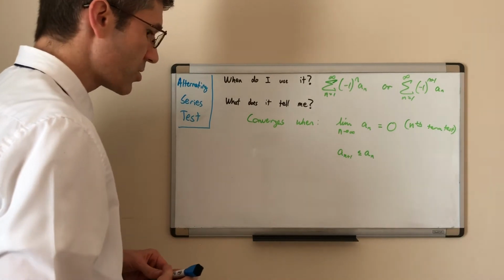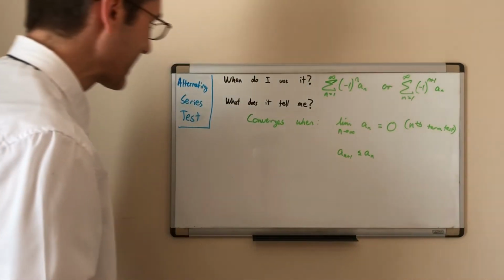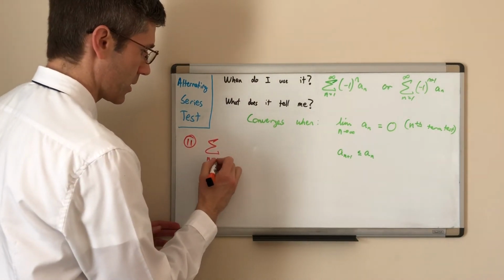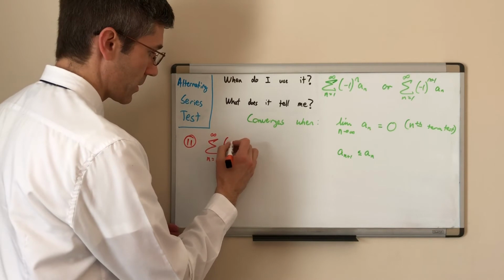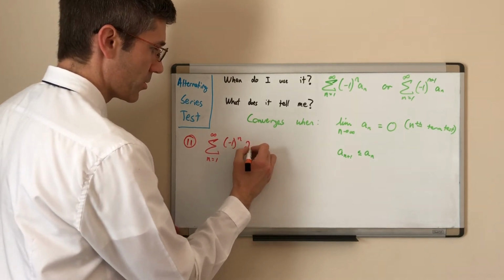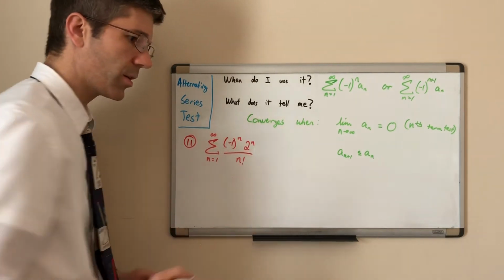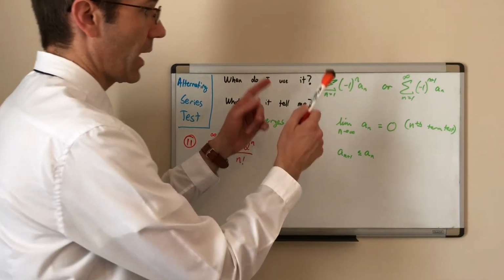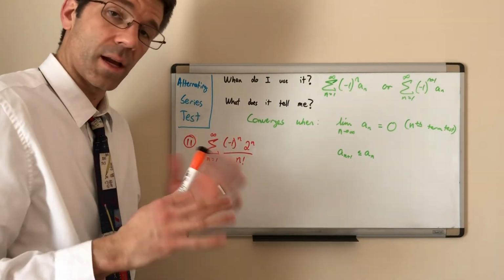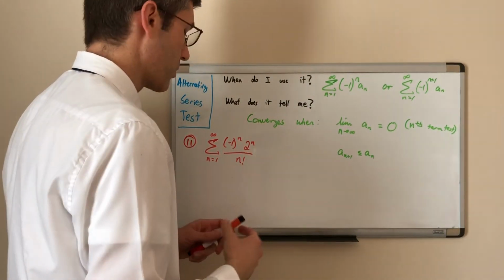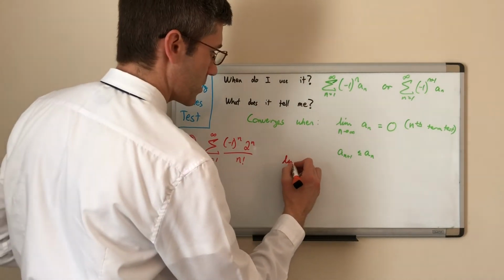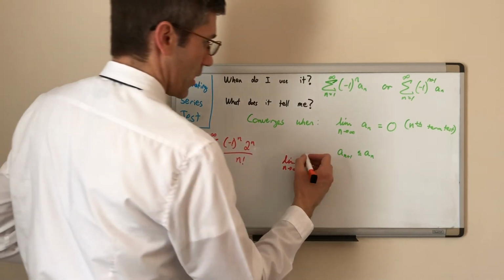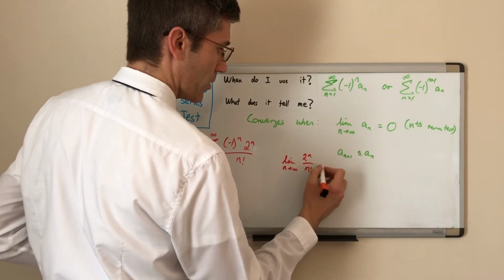So let's do an example, and this shall be example number 11. There we go. And it's going to look like this. I like this one. n equals 1 goes to infinity of -1 to the n, 2 to the n over n factorial. Okay, well, I need to satisfy two conditions. First condition, I need to make sure that the limit of the non-toggling part, the non-negative part, does approach 0. So let's go ahead and figure that out. I need to see if the limit as n approaches infinity of, not the negative stuff, 2 to the n over n factorial, equals 0.